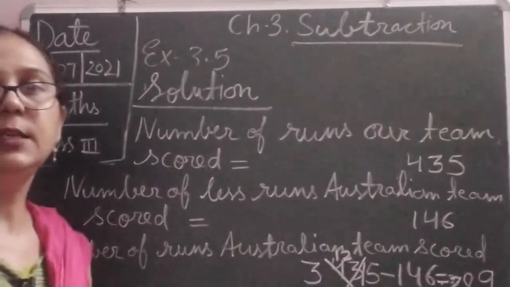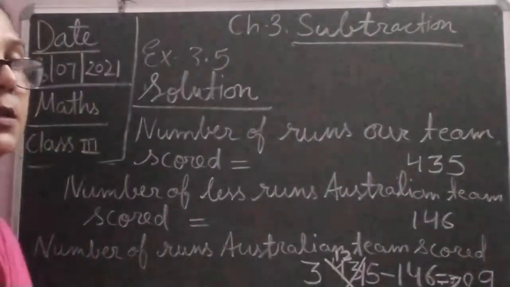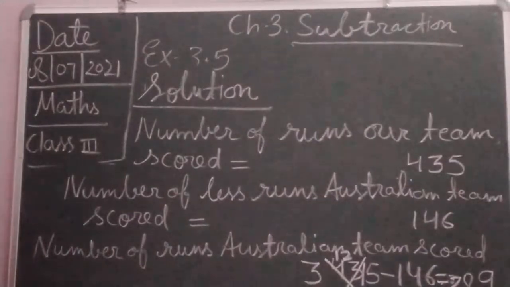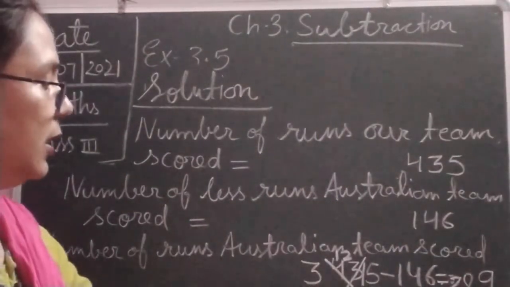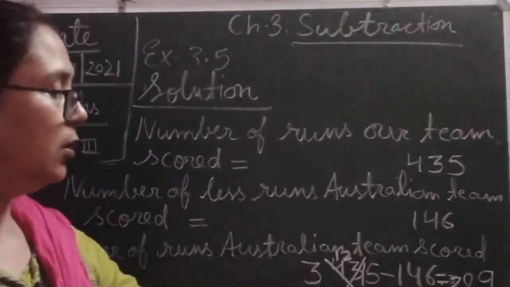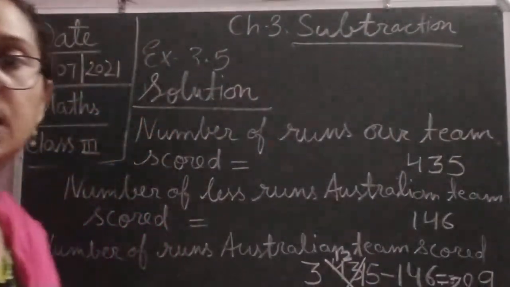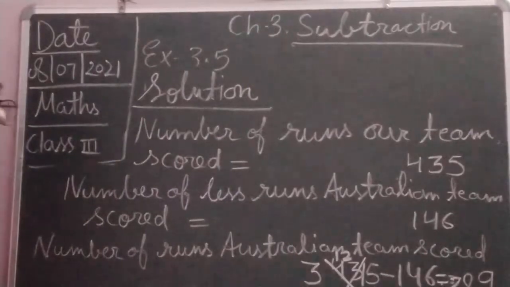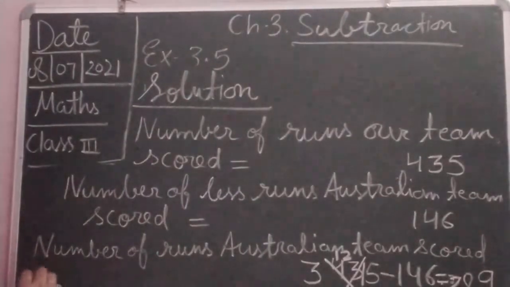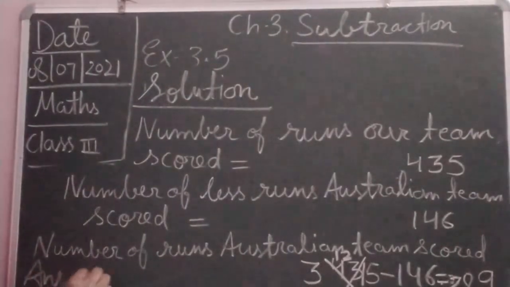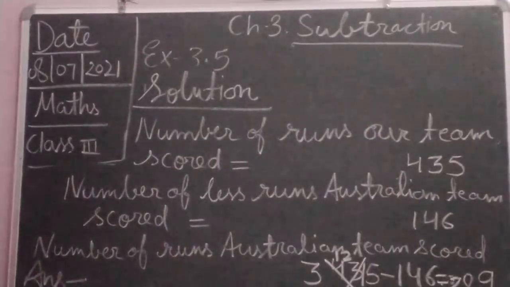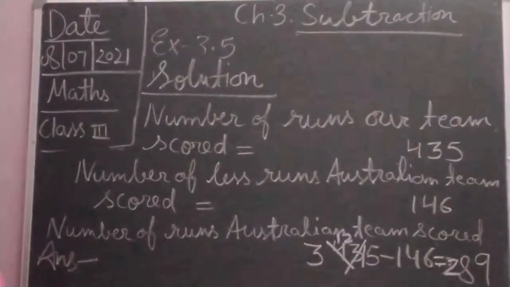Okay. Answer is 289. So children, complete it. This is 435. We subtract 146. We will get 289. So the total score of the Australian team, we will write over here, answer. Write it down. Okay children.